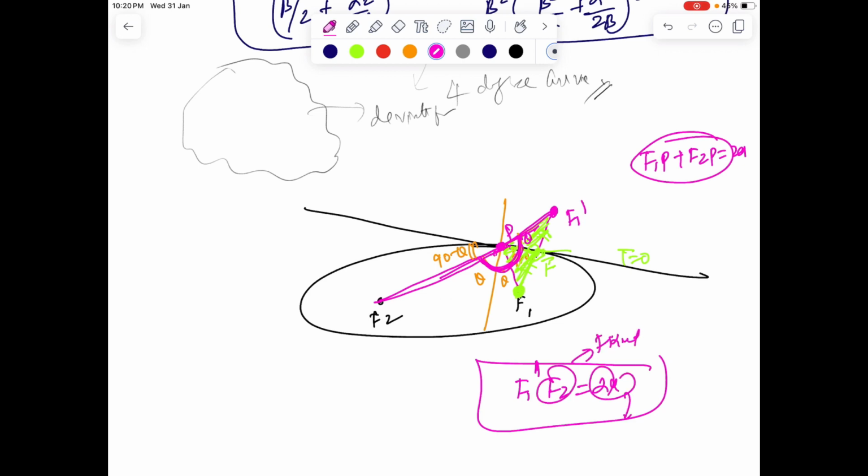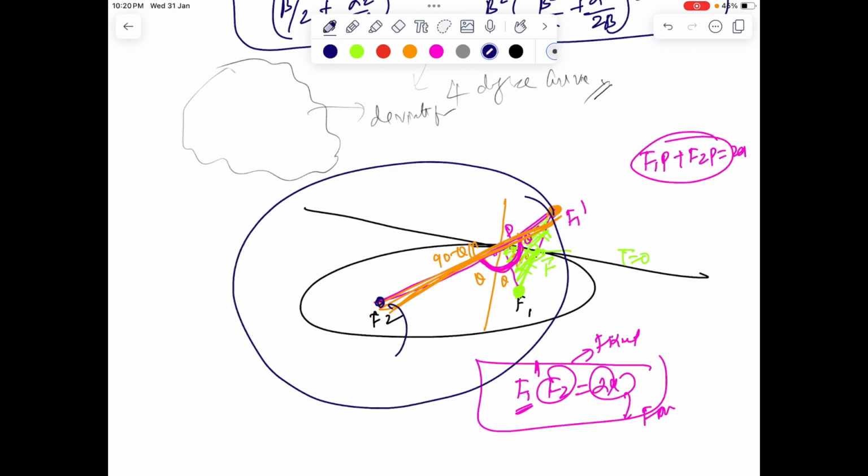Now F2 is a fixed point. The 2A value is fixed because once the ellipse is fixed, 2A is fixed. So the locus of F1 dash must be a circle. It shows F1 dash is at a constant distance from F2 as the tangent changes its configuration.